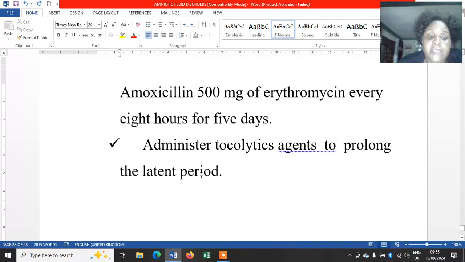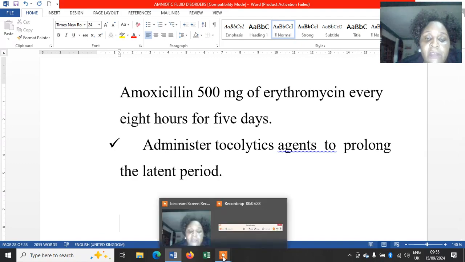We can also administer tocolytics in order to prolong the latent period. Why do we administer tocolytics? These ones are going to aid us move from the maternity center to the hospital. Or they are also going to aid us prolong the onset of active labor as we plan for what is next. So with these few remarks, amniotic fluid disorders are also well covered.